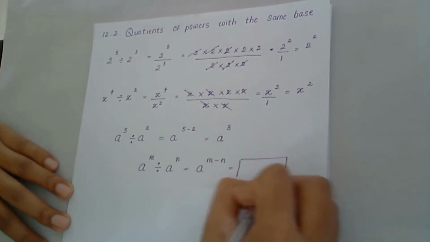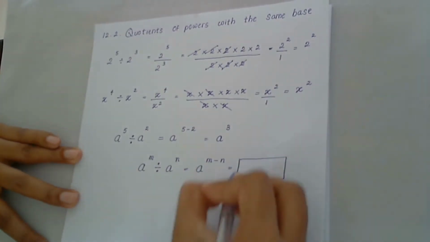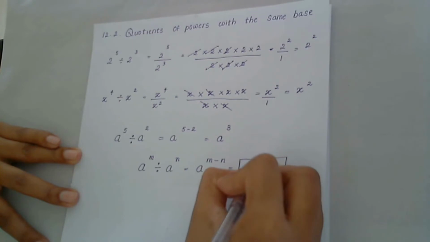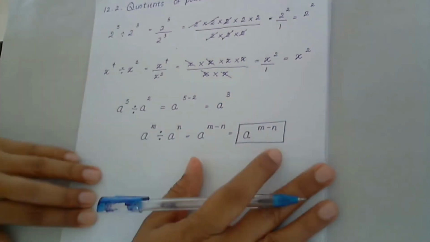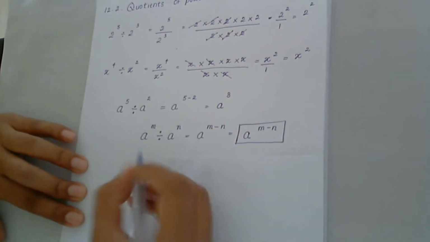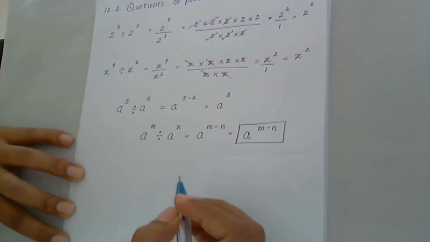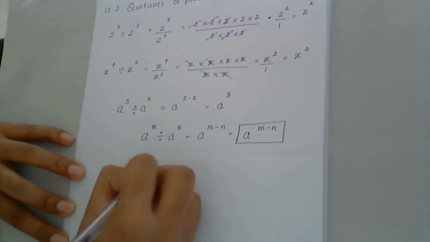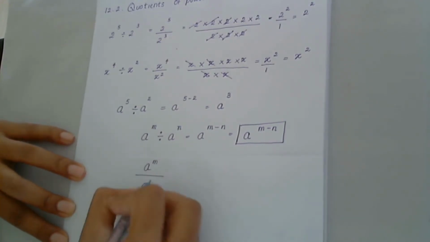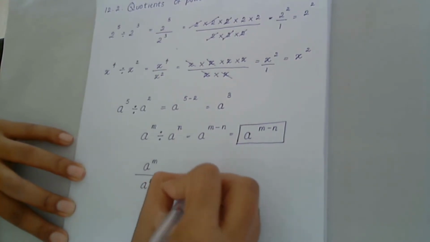This is the final answer. We cannot simplify this further because they are unknown values. Then a to the power m minus n. Okay, that's all. I think it is clear up to this point. We can write the quotient also like this: a to the power m over a to the power n equals a to the power m minus n.